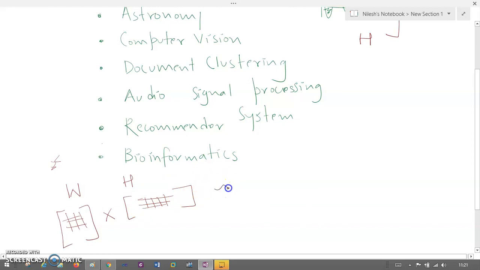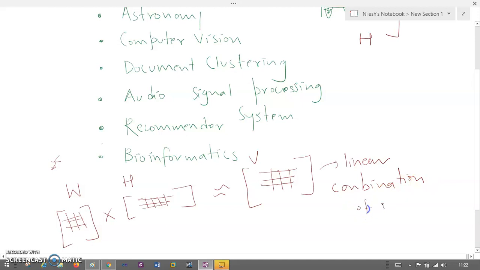Okay, and then you will get a factor matrix in the form of V, which is a linear combination of W and H. I hope you can understand. That means the columns and rows get linearly combined with each other, and it is outputted in this V matrix. So it is a linear combination of the columns and rows of W and H.